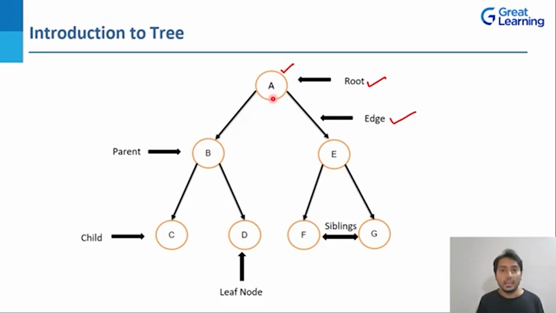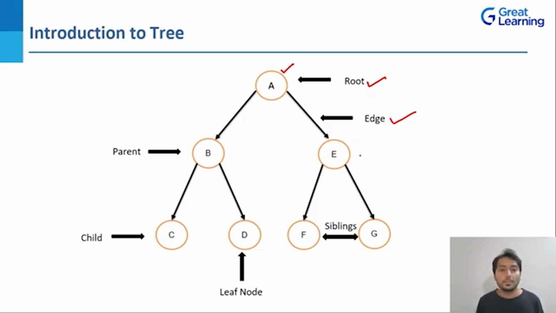Then root node A is the parent of node B and node E. Then C and D are the child nodes of node B. Similarly, nodes F and G are the child nodes of node E. And F and G are siblings because they share a common parent, E. And any node which does not have children is called a leaf, such as C, D, F and G. So I hope the understanding of a normal tree is clear.